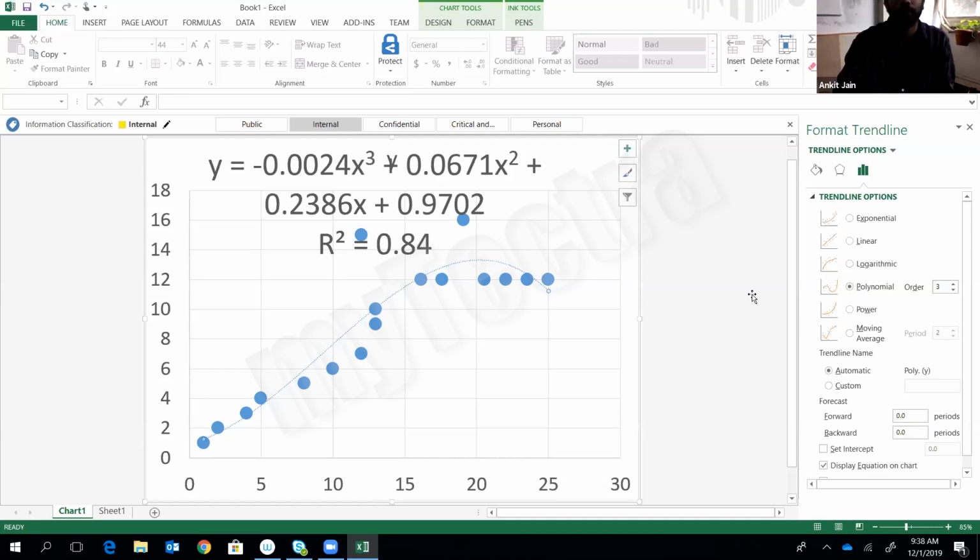More curvy. Yes. But what do you mean by parameters when you say parameters? Model parameters.